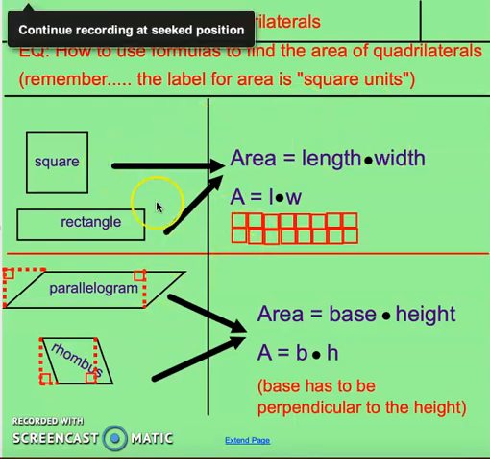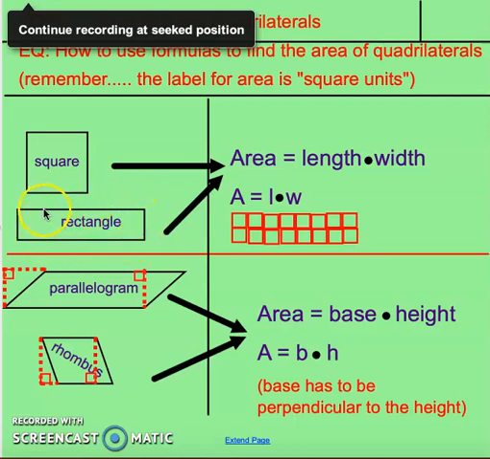Starting with squares and rectangles, you may remember the formula for the area of a rectangle is length times width. Now, length times width just means you're taking the two dimensions of the rectangle, multiplying them by each other. Doesn't matter which you consider the length and which is the width, because order doesn't matter with multiplying. So we can just multiply the two dimensions.